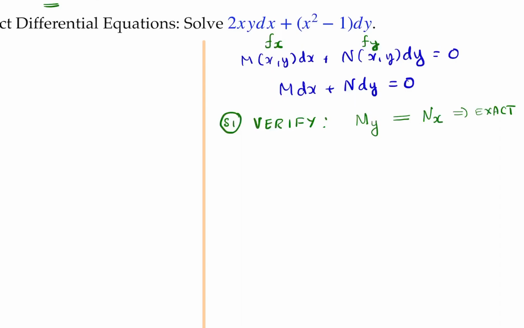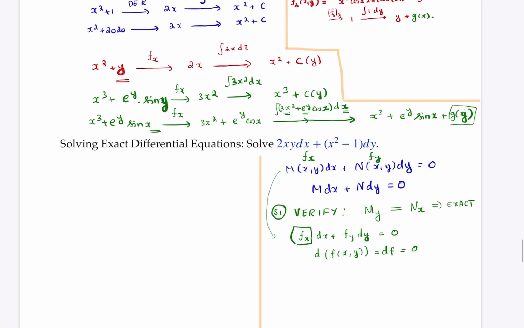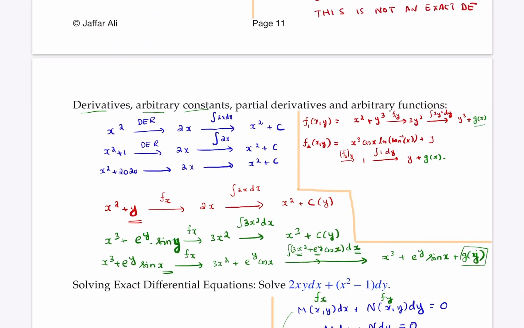So therefore, I now have the right to rewrite this as fx dx plus fy dy, and that, by the way, is equal to 0. And that means this is d of f of x, y, or df, if you want to say, is equal to 0. Now, this is fx. So let me go back to what I just did here. Now you have your fx, just like we did over here.